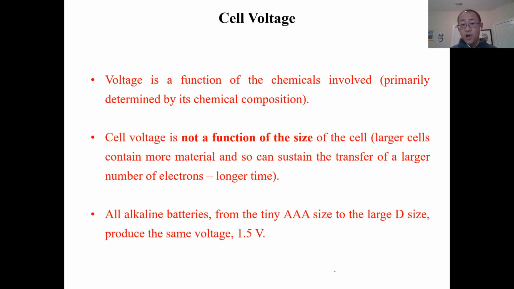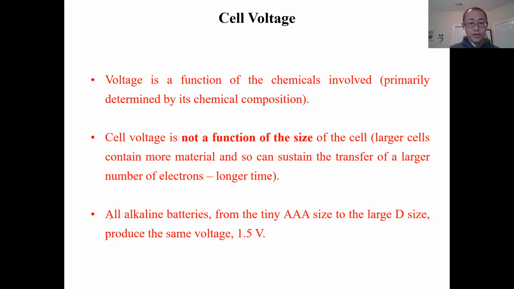That means larger cells, even though they contain more materials than smaller cells of the same type, will have the same difference of potential. The voltage will be the same for cells of the same materials. A bigger size means it will transfer more electrons and last longer, but the voltage is determined by the chemical composition of the cell.